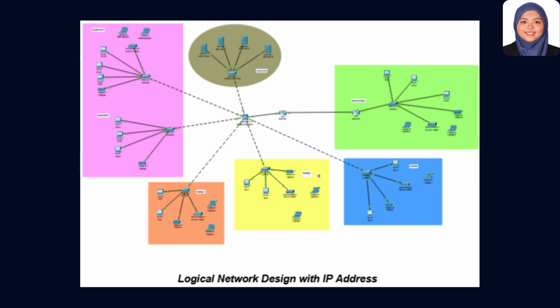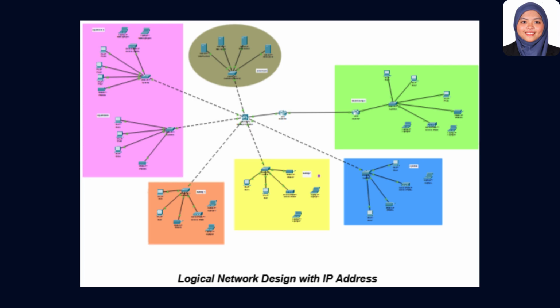Next, this is the logical network design for this project. As we can see, there are 6 divisions in this design. The green box shows the logical network design for the branch campus, and the others are the different buildings of the main campus. As we can see here, there are 2 routers, which are the branch router, the router for the branch campus, and the main router.